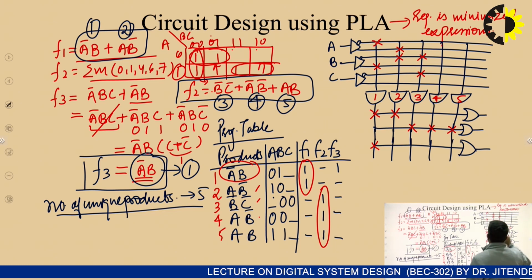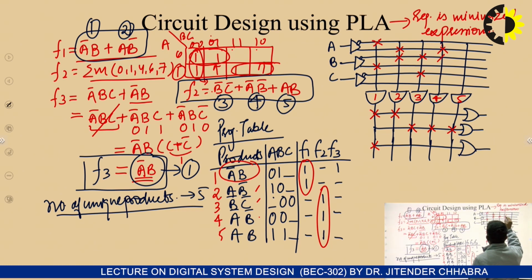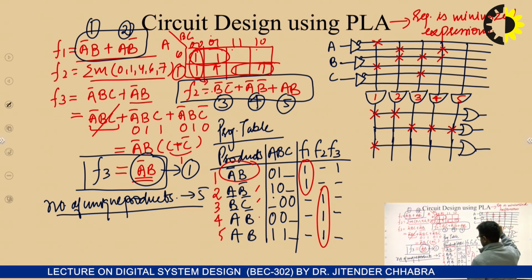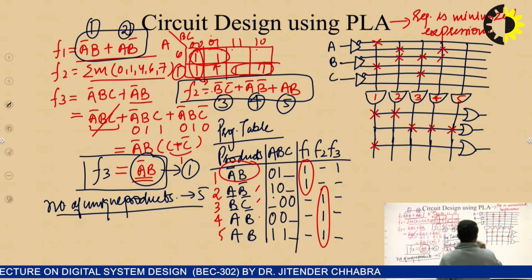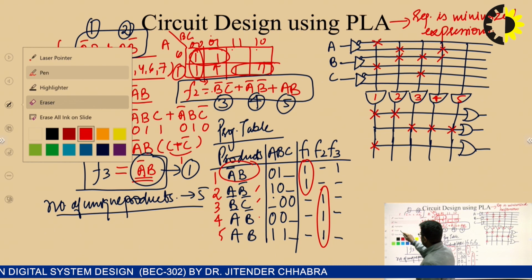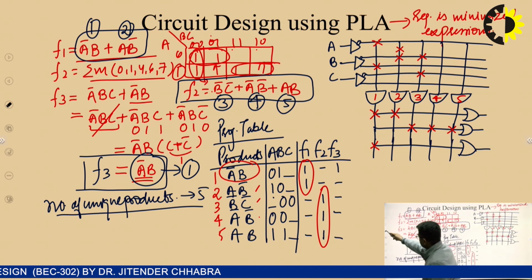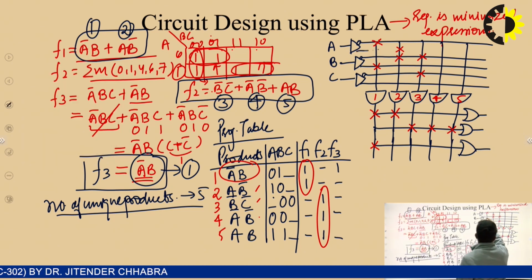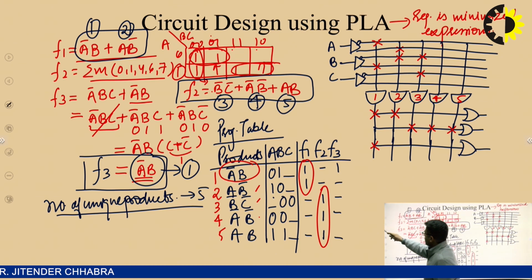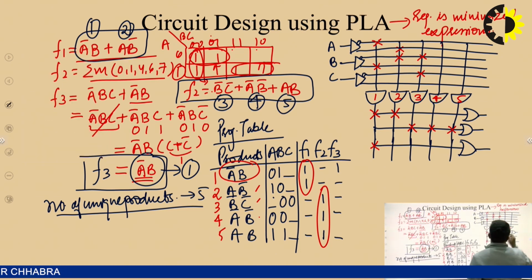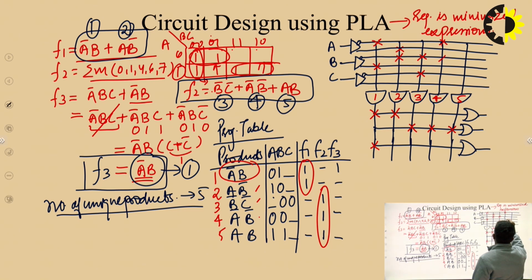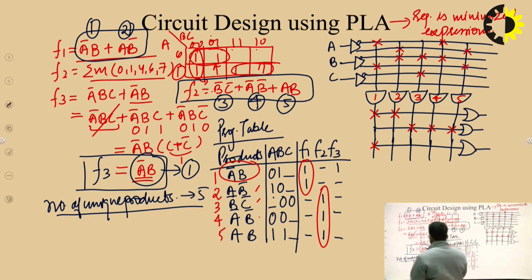The fourth product is A B bar. Sorry, A bar B bar. There is a correction in it. So the fourth product is A bar B bar, so this is A bar and this is B bar. And the last product is AB, so this is A and this is B. So this is how we can realize the circuit using PLA.